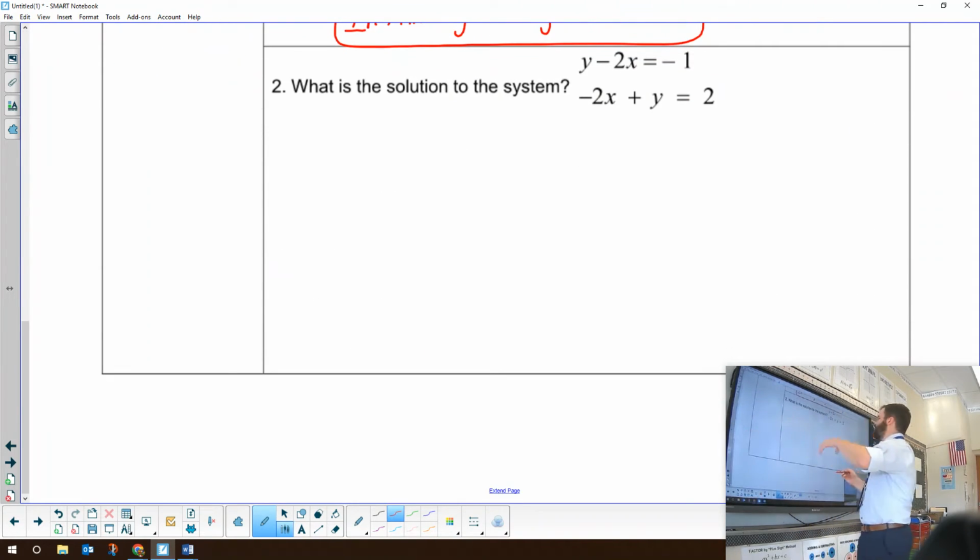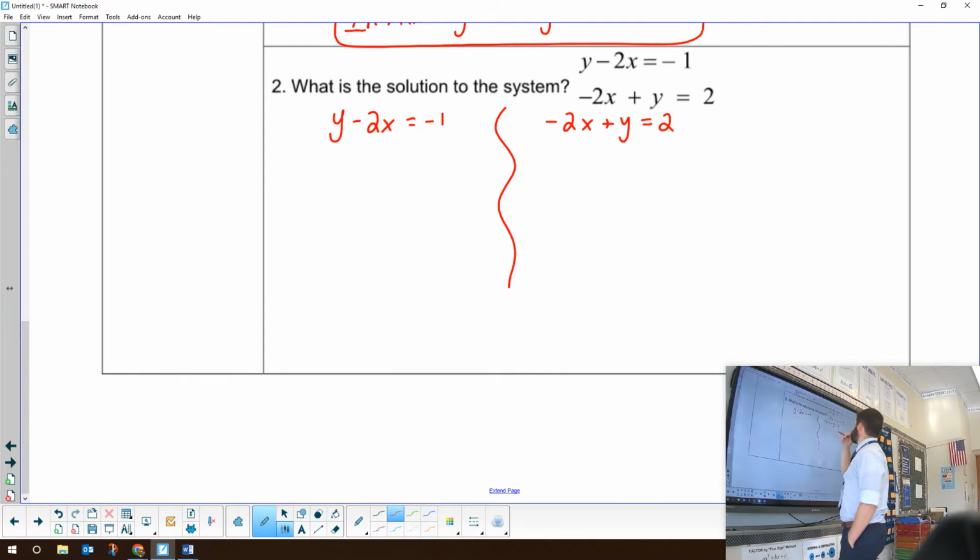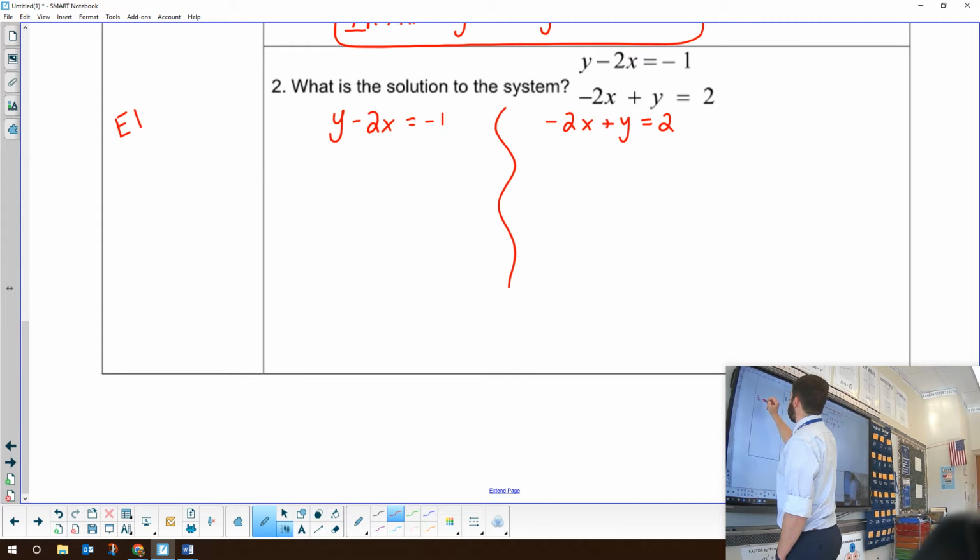How do we know if it is no solution? So let's take this next problem here. We're going to do the same thing. I'm going to rewrite this, but I want you to pay attention to how I rewrite this here. I'm going to have y minus 2x equals negative 1, squiggle. Then we've got negative 2x plus y equals 2. Okay, I'm going to solve this one using elimination. All right, so we can see both options here.